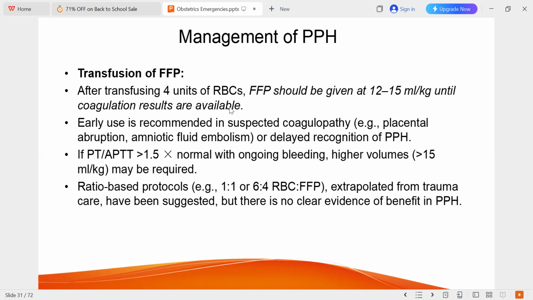All right. People have talked about ratio-based protocols. You give 1 red blood cell, you give FFP. Some people have talked about 4:1. But whatever it is, there's no clear evidence of benefit in PPH. You want to just give as much packed red blood cell and give FFP to reduce the risk of coagulopathy.